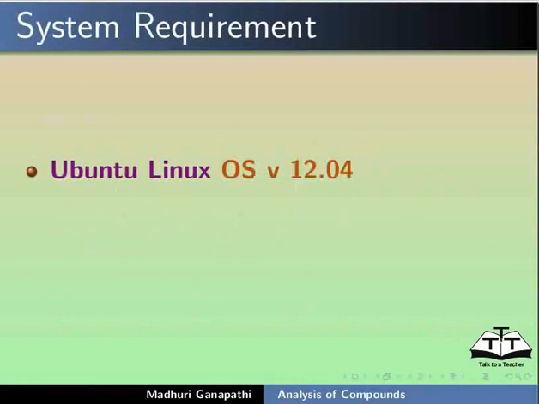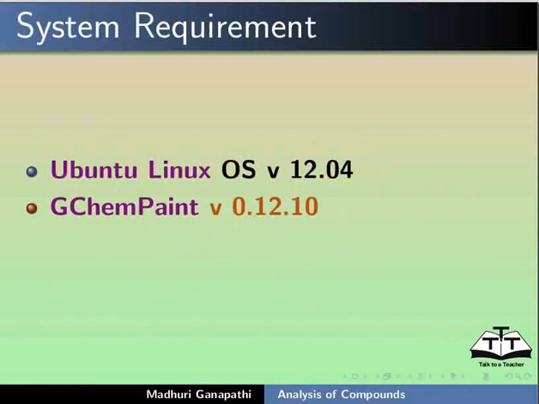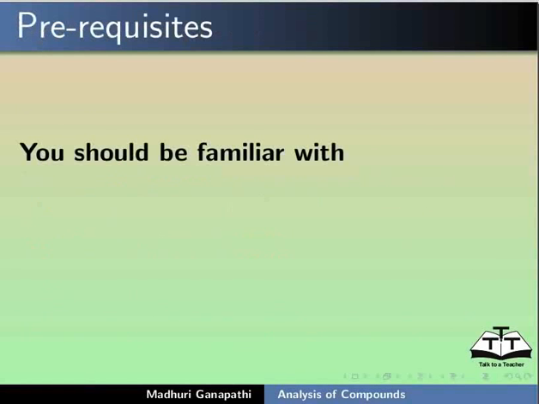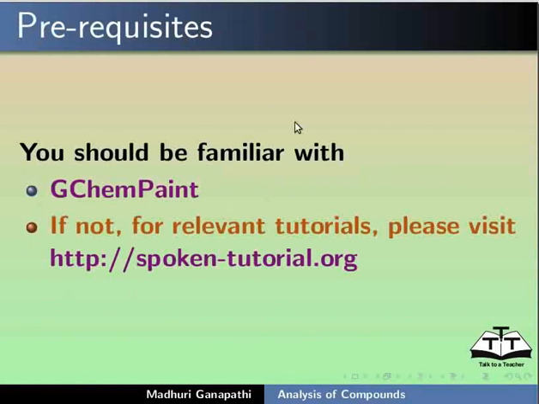For this tutorial, I am using Ubuntu Linux OS version 12.04, GChemPaint version 0.12.10. You will also require internet connectivity. To follow this tutorial, you should be familiar with GChemPaint. If not, for relevant tutorials, please visit our website.